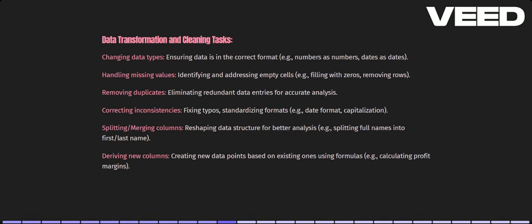That is correcting inconsistencies. And next, splitting or merging columns. If you want to merge two columns and create a new column, this merging and splitting of columns can be done as a data transformation or cleaning task. For example, you have a first name and a last name and you want to make it a full name by merging, or if it's a full name, you split it into a first name and a last name. So these are the data transformations we can do in the Power Query Editor. Next, deriving new columns from the already present columns. You can create new data points on existing ones by using formulas, such as calculating profit margins from the already present data.